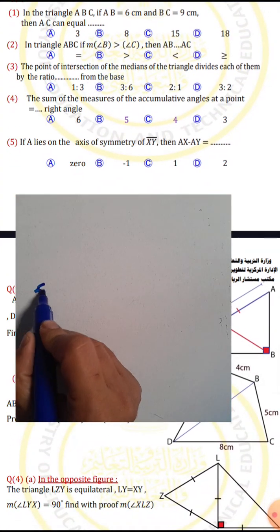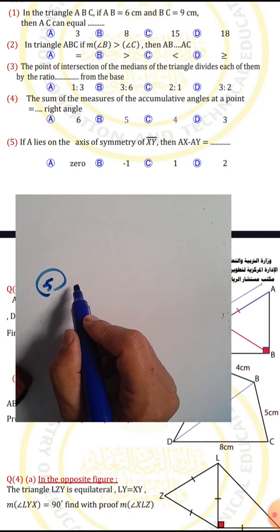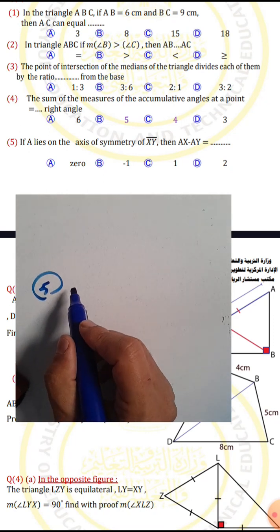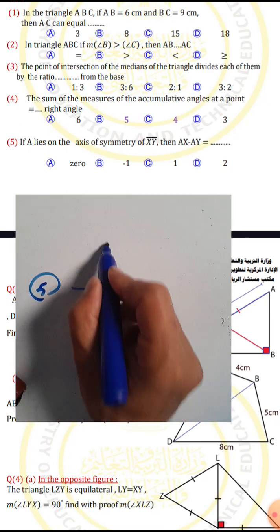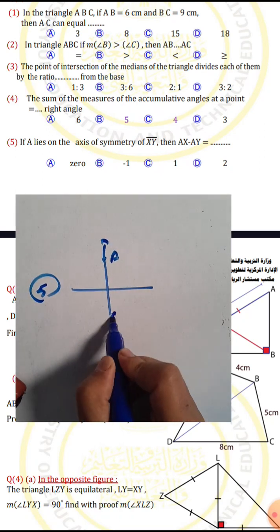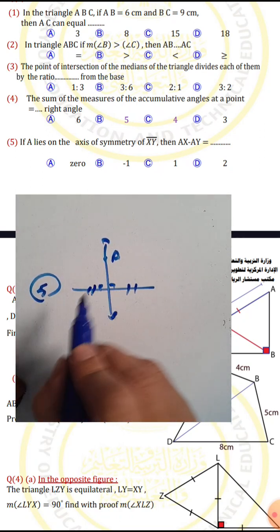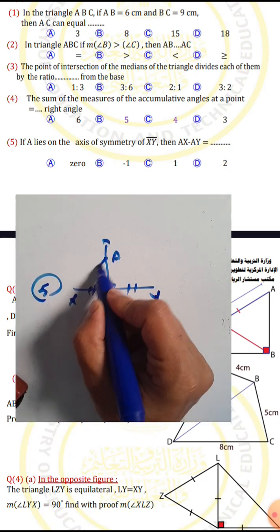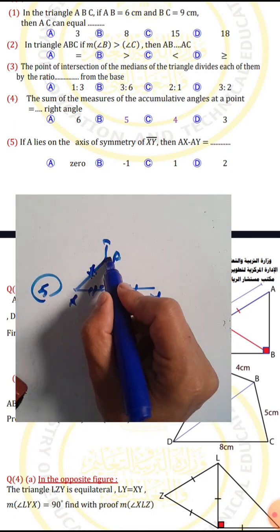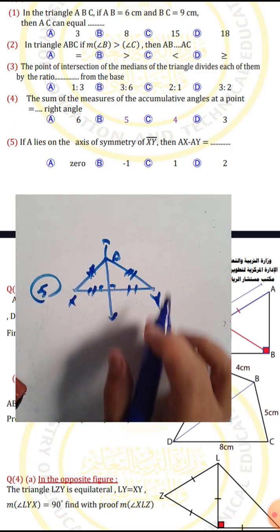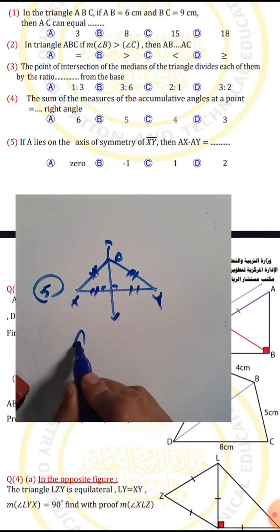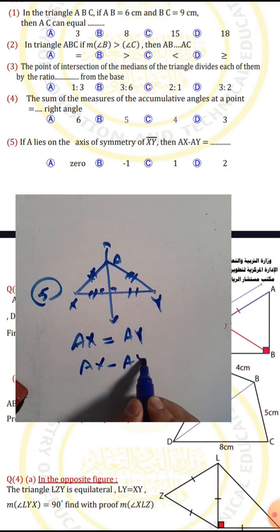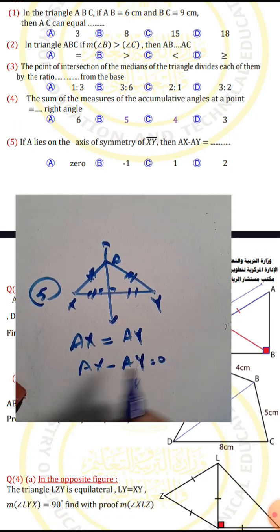Question number 5. If a line is the axis of symmetry of XY, then AX subtract AY equals what? We have here a line of symmetry, and the point A lies on the line of symmetry, and we have line segment XY. Then the distance between A and X will be the distance between A and Y. Then they are equal. AX will be equal to AY in length. Then AX subtract AY equals 0.